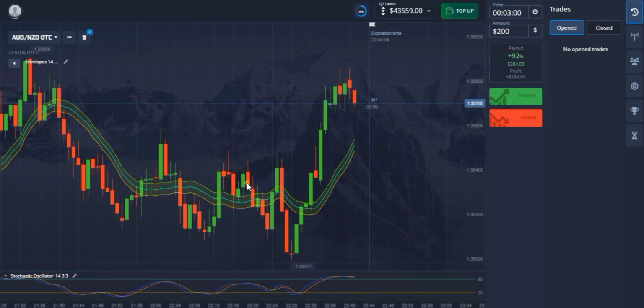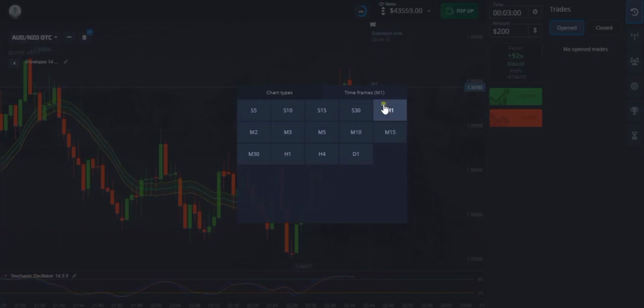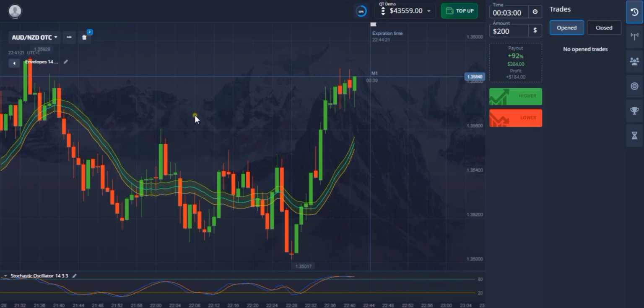Then you have to change your chart settings. You are going to be changing the time frame for your chart to 1 minute. Also, the chart type should be candlestick chart type, and that is all for this strategy. Also, we're going to be using the 3 minutes expiration time for each of our trades.